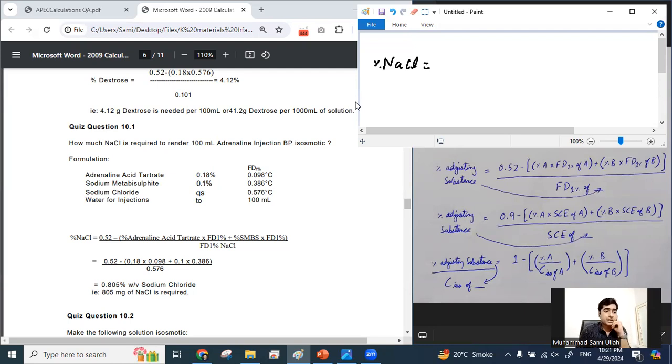But for here, I think they are not going to confuse you over this. They want to test whether you know this formula or not. Now let's start putting the values here. As we are talking about FD 1%, what is the value going to be? 0.52. So 0.52 minus, then a bigger bracket.